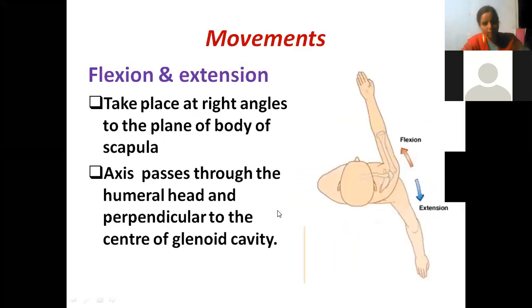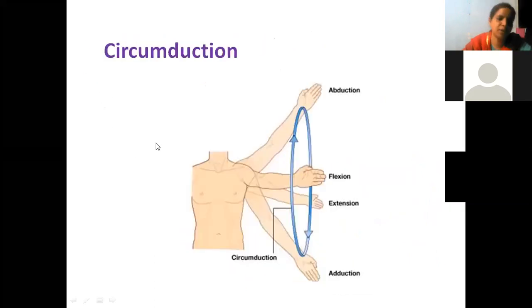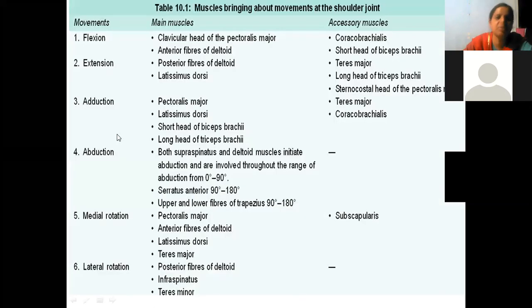Okay, now coming to the movements. This looks very extensive, but this is your textbook picture. Vishram Singh, Chaurasia, all books give almost the same thing. So we have movements like flexion, extension, adduction, abduction, medial and lateral rotation. You have main muscles and then accessory muscles. You need not worry about accessory muscles. I want you to learn only the main muscles.